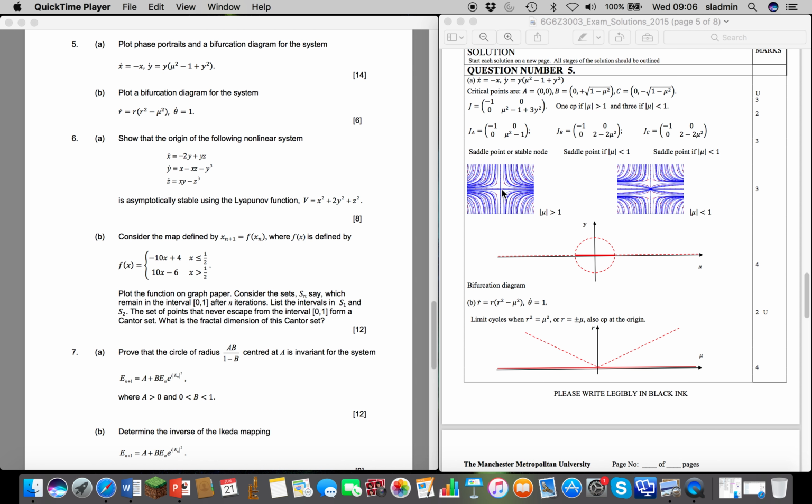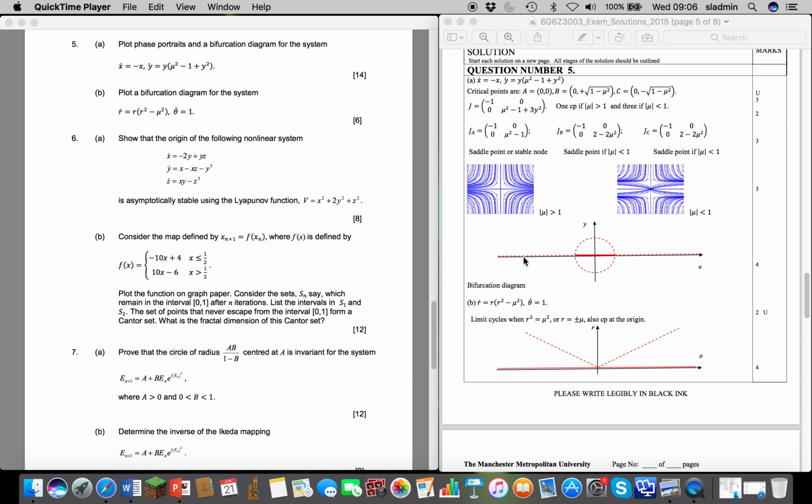You can easily sketch phase portraits. So for mod mu bigger than 1, the phase portrait looks like this. And for mod mu less than 1, here you can see there are 3 critical points. So those are your 3 critical points. And this is the bifurcation diagram.